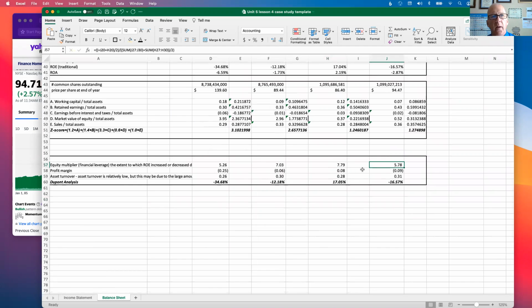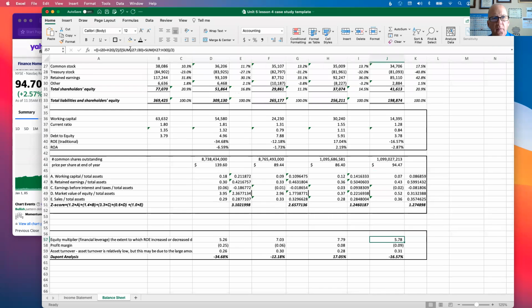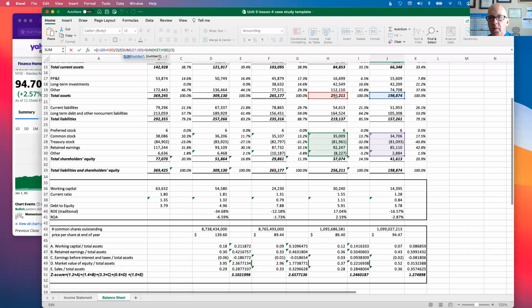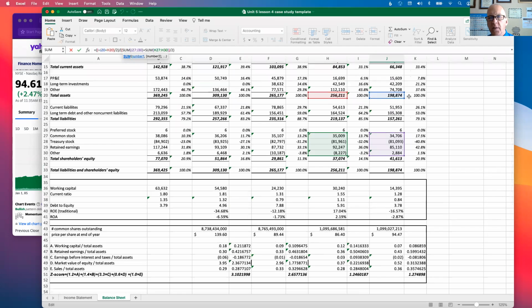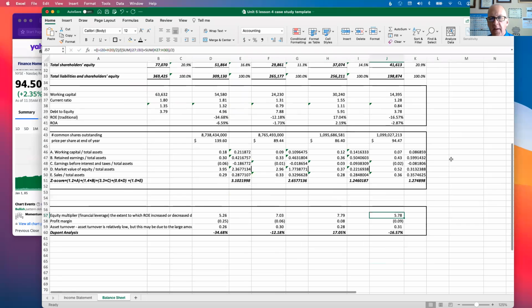There we go. So the Dupont analysis starts with the equity multiplier, which is average total assets divided by average equity. So if you look at this formula, I took beginning of the year assets, which is end of 2020, plus the end of 2021 and averaged them, so divided them by 2. And then I also took all of the equity excluding preferred stock and averaged those and came up with a factor of 5.78. So that's the equity multiplier.